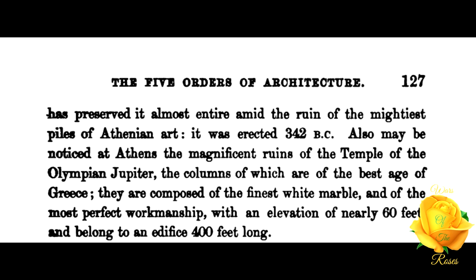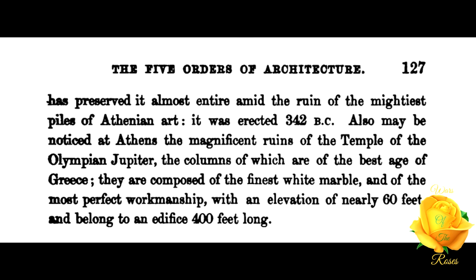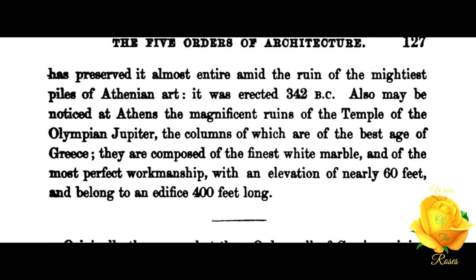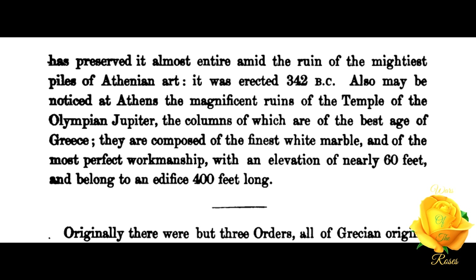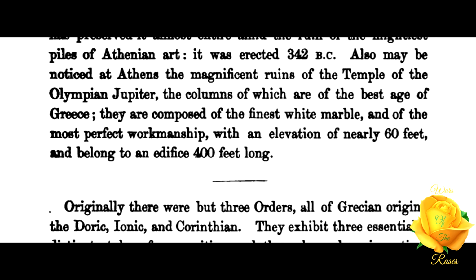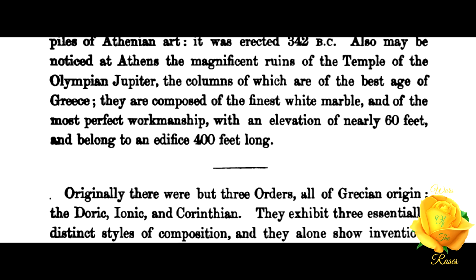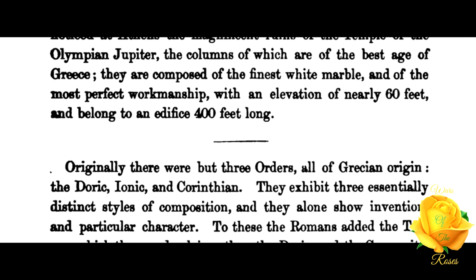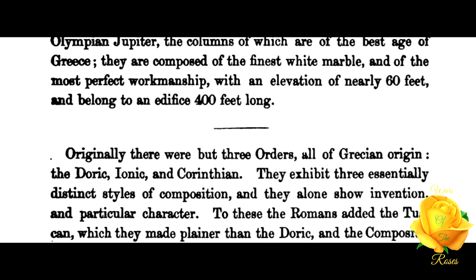It was erected 342 BC. Also may be noticed at Athens the magnificent ruins of the temple of the Olympian Jupiter, the columns of which are of the best age of Greece. They are composed of the finest white marble and of the most perfect workmanship, with an elevation of nearly 60 feet, and belong to an edifice 400 feet long.